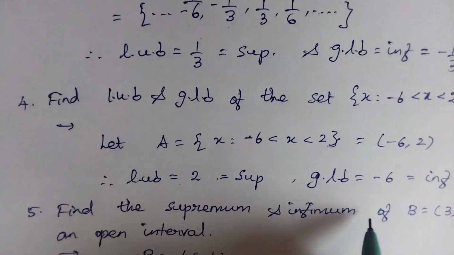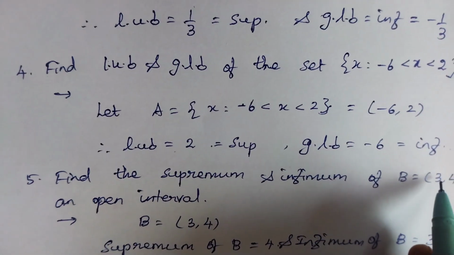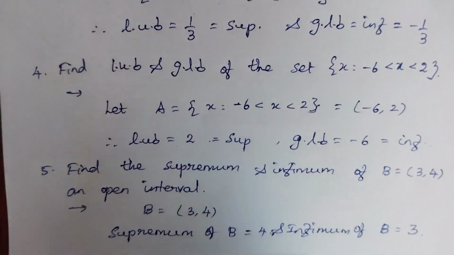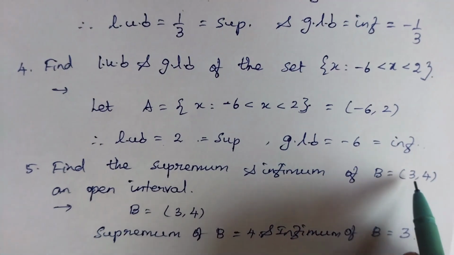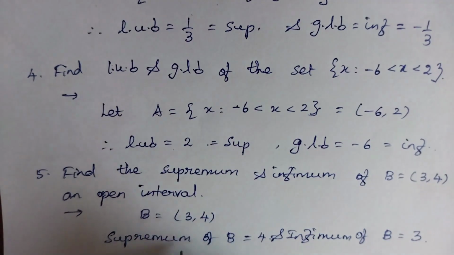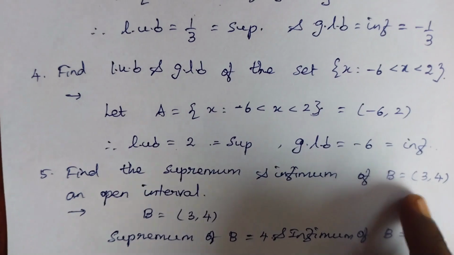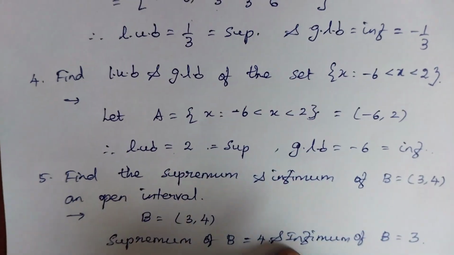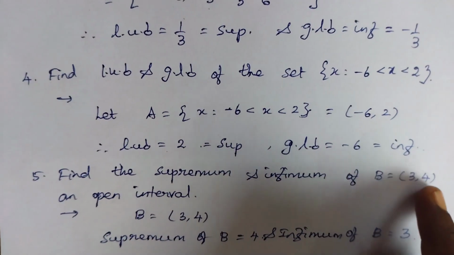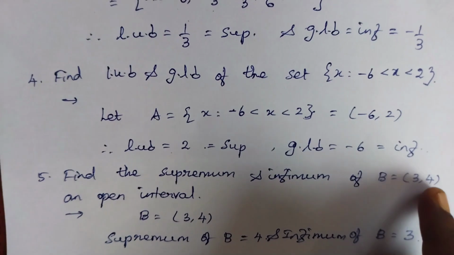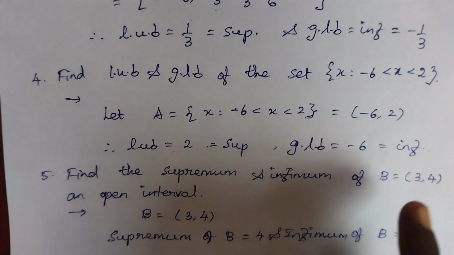Next question. Find the supremum and infimum of the set B = open interval (3, 4). We clearly know 3 is the greatest lower bound, so 3 is the infimum of B. 4 is the least upper bound, so the supremum of B is 4.